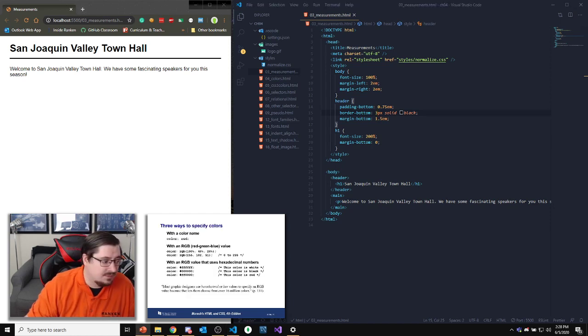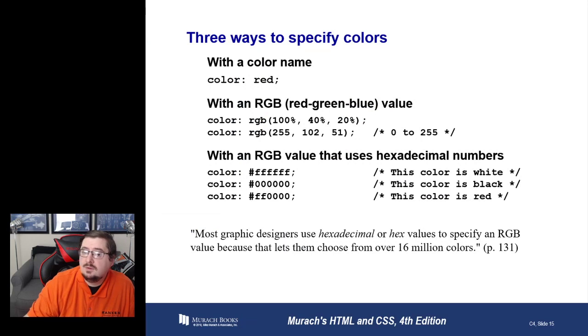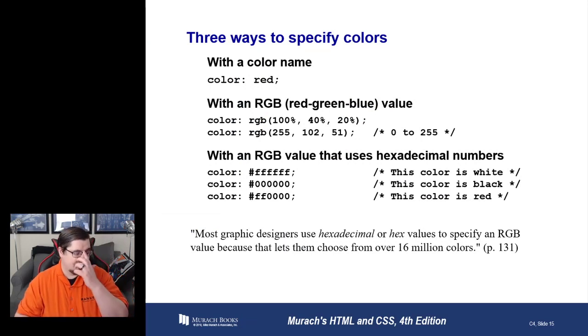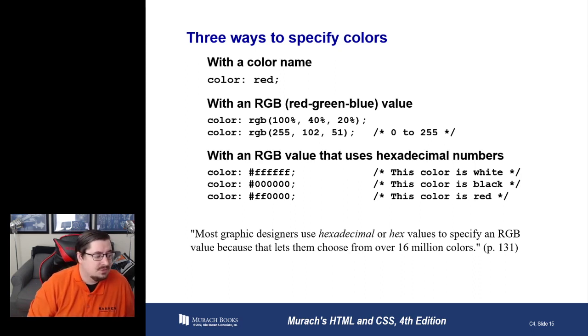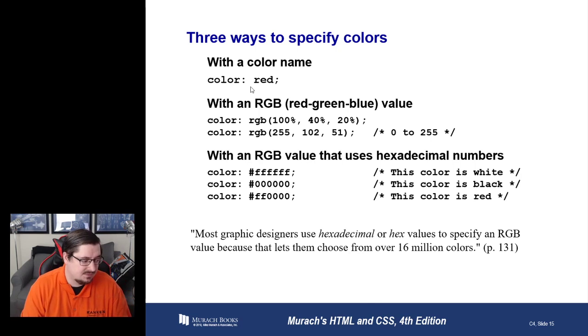All right, let's look at the next slide. So we talked about measurements. The next thing we want to talk a little bit about is colors. There's a few different ways in CSS to define what color something should be. If I use the color attribute, this is going to change the color of the text. So color is the text color.